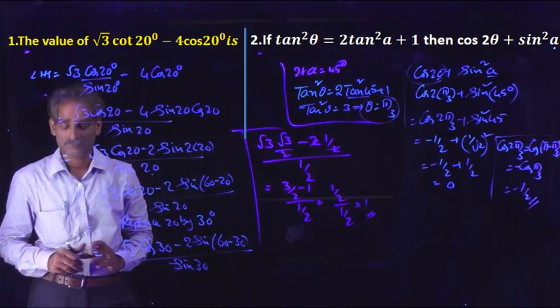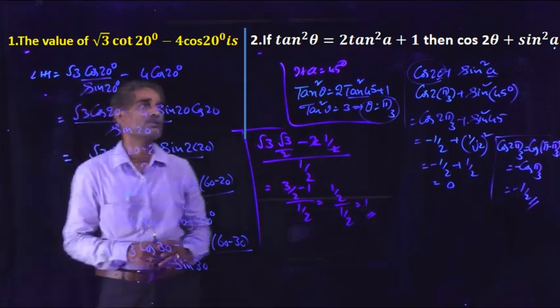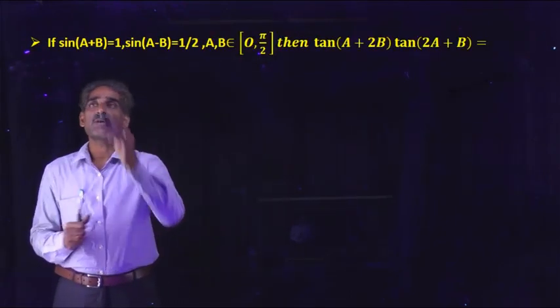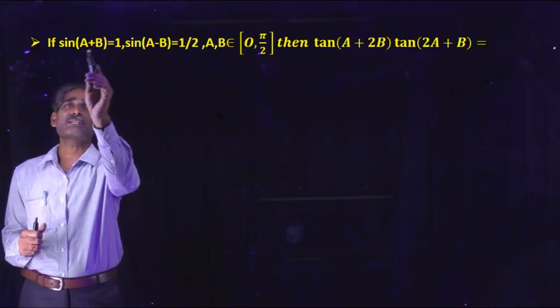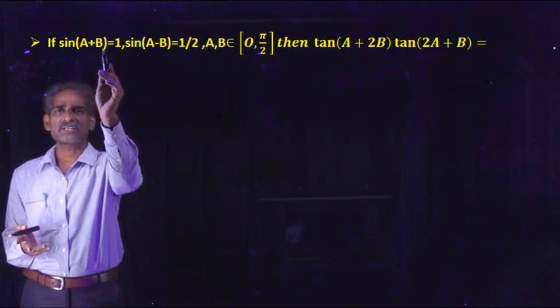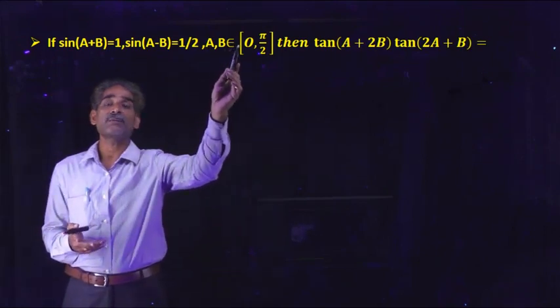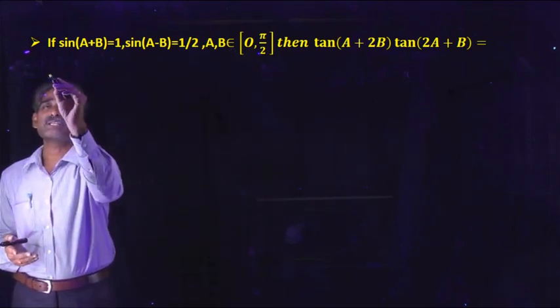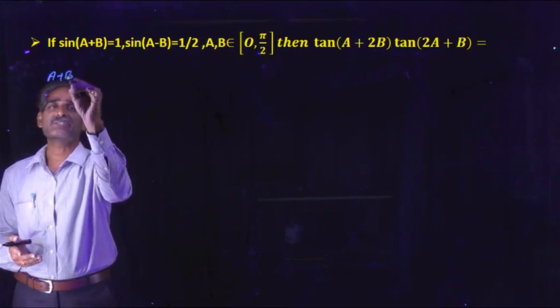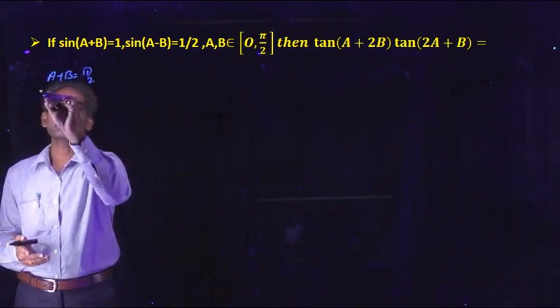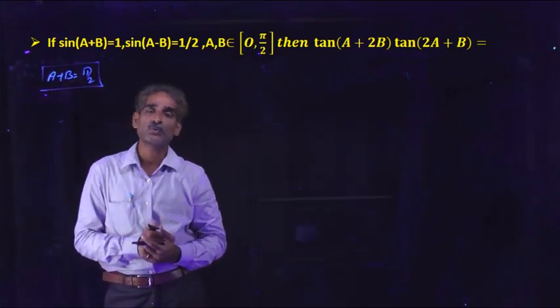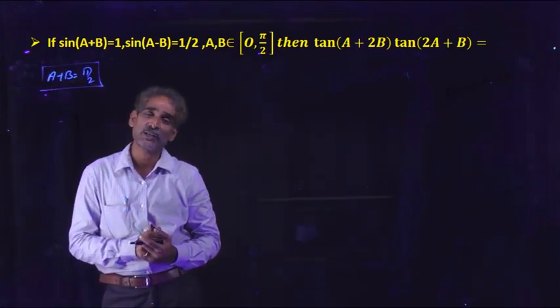Understand? Right. So see the next problem. We have given that sine of a plus b equal to 1. You know that if sine theta is equal to 1, theta is equal to 90 degrees. Here given that a and b belong to the first quadrant. Okay, so a plus b is equal to 90 degrees. It is clear, no hesitation. Next come to sine of a minus b equal to 1 by 2.